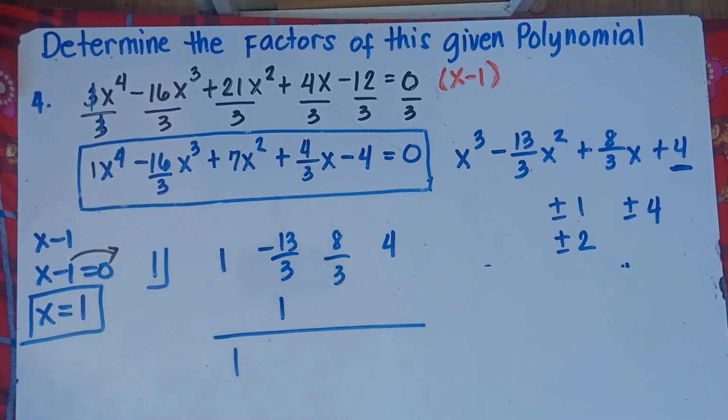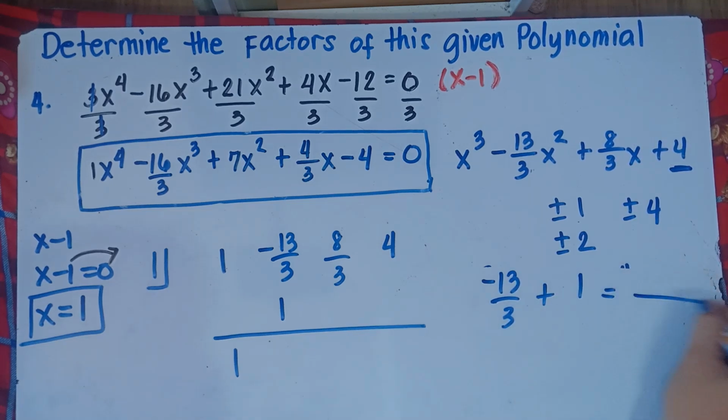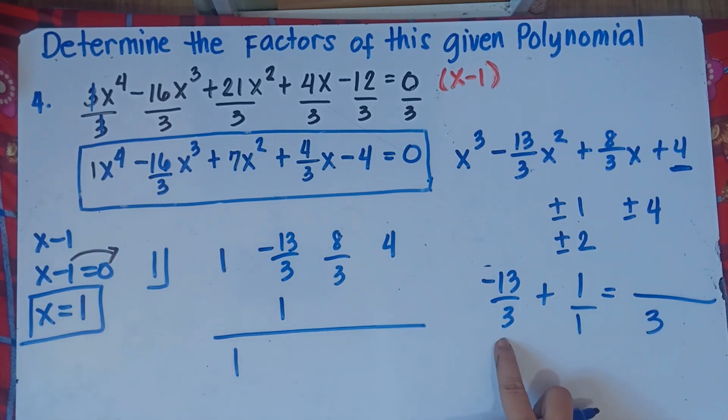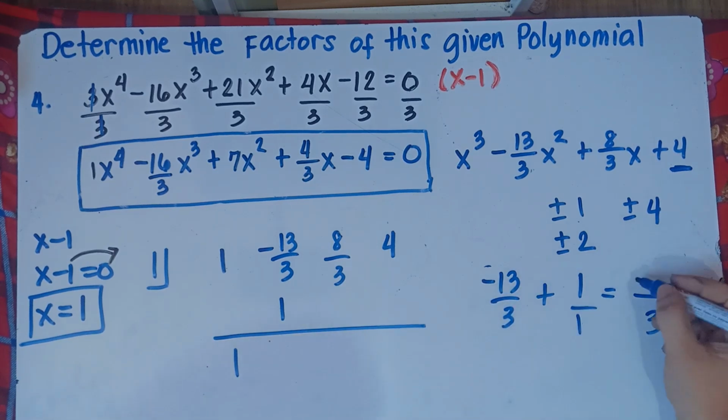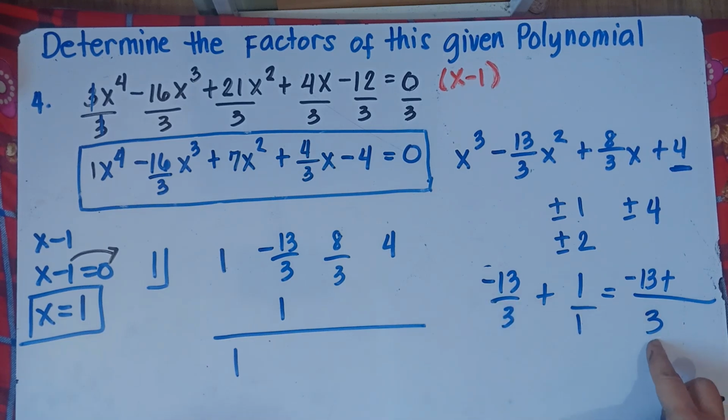Then you combine. So negative 13 over 3 plus positive 1, understood that there's 1 here. So the LCD of 3 and 1 is 3. 3 divided by 3 is 1 times negative 13, that's negative 13, plus 3 divided by 1 is 3 times 1 is 3. So negative 13 plus 3, that's negative 10 over 3. So negative 10 over 3.